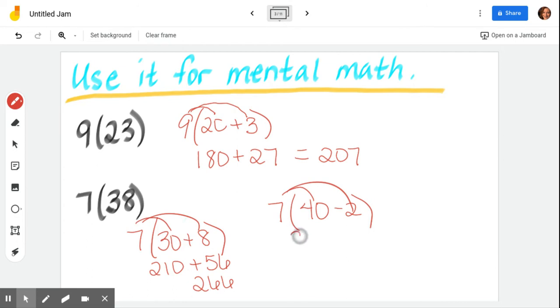7 times 40 is 280. Keep the minus. 7 times 2 is 14. And I know when I subtract those, I get 266.